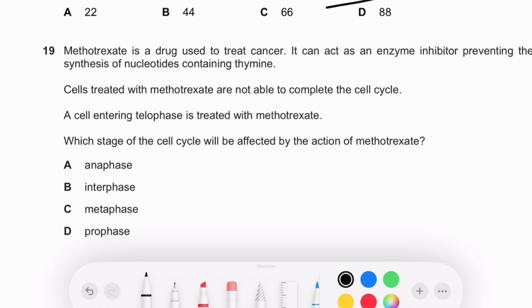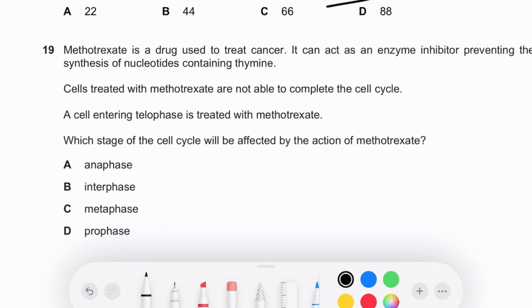So if we have 22 chromosomes, each with 1 chromatid and 2 telomeres, this means that we just multiply this by 2 to get the number of telomeres. And remember, 22 chromosomes, 22 chromatids, 44 telomeres.